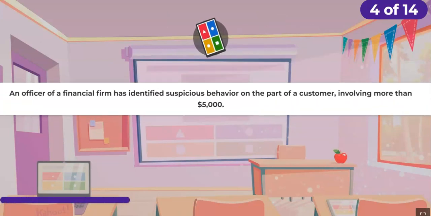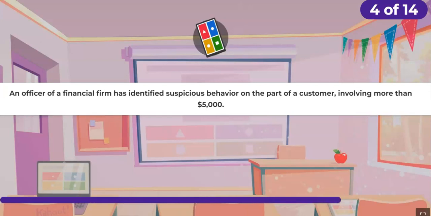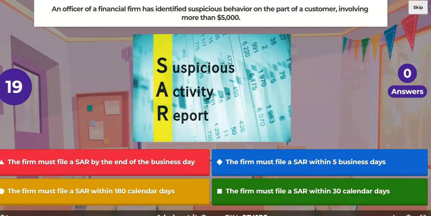An officer of a financial firm has identified suspicious behavior on the part of the customer involving more than $5,000. A. The firm must file an SAR by the end of the day. B. The firm must file an SAR within 5 business days. C. The firm must file an SAR within 180 calendar days. D. The firm must file an SAR within 30 calendar days.